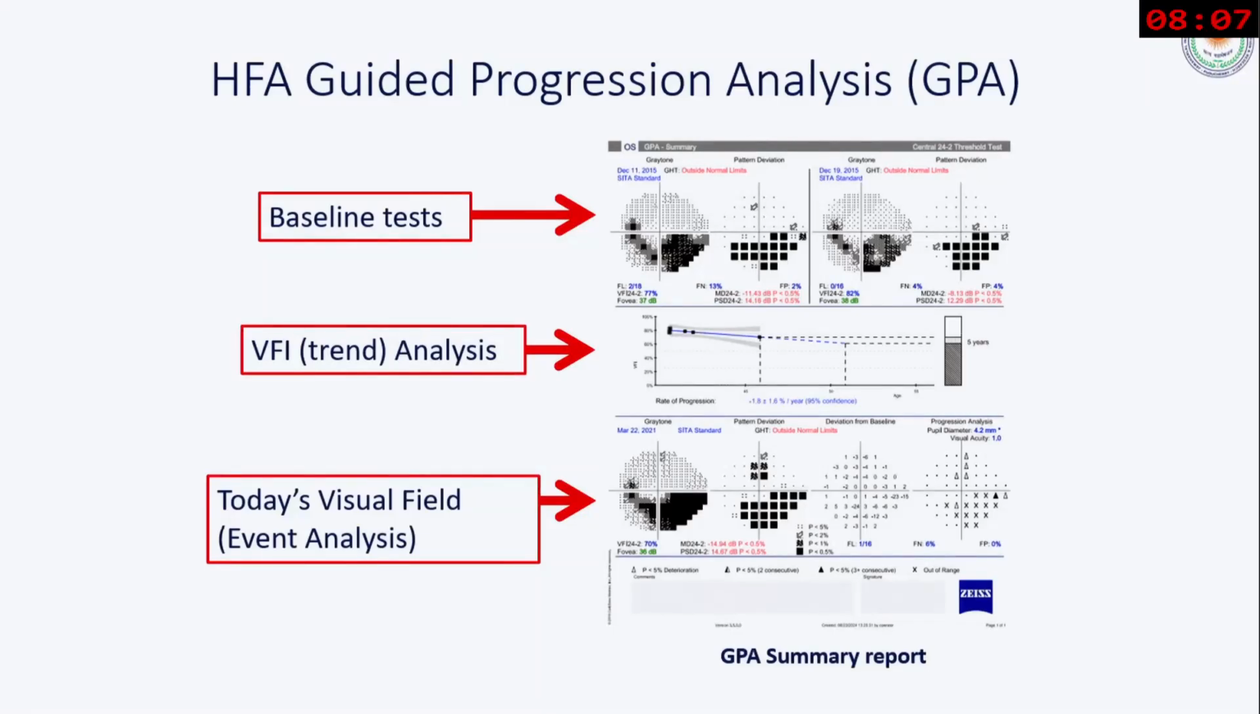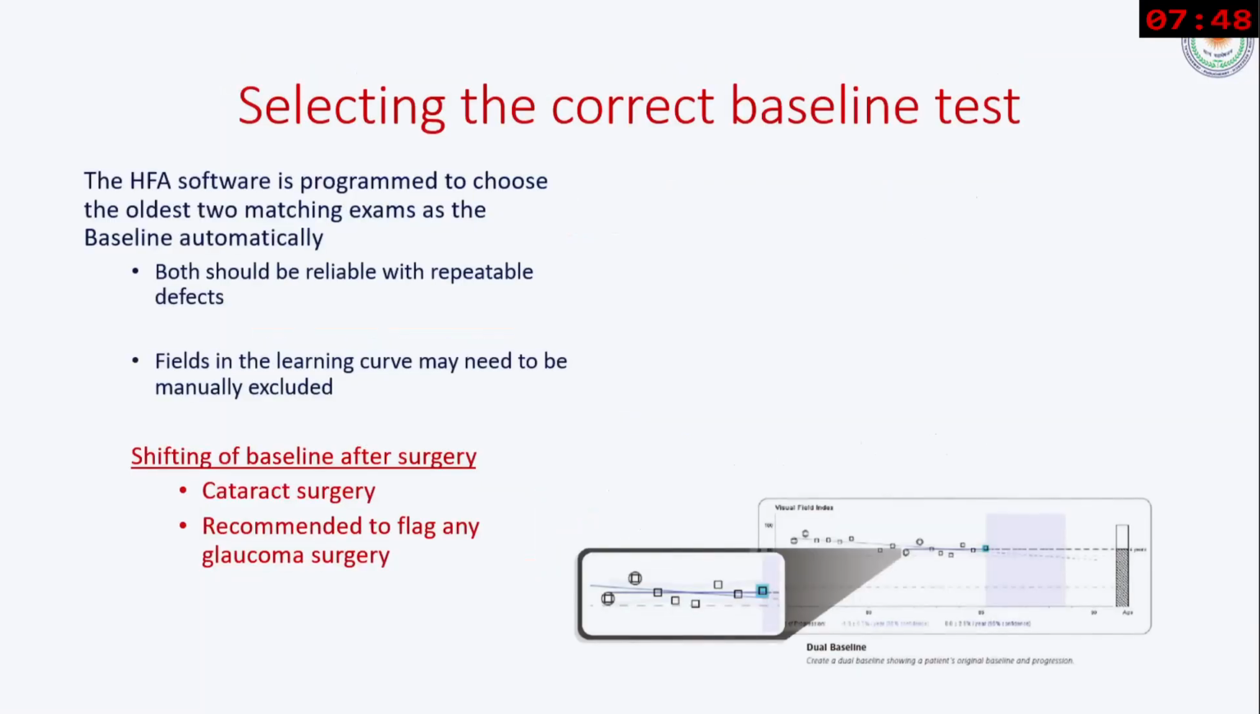Now this is the HFA GPA program, which is the current standard in the Humphrey perimeter. So you have the baseline test, the VFI trend analysis, and the event analysis for that particular day's field. And this is the GPA summary report. Selecting the correct baseline test is, as I had mentioned earlier, very important. The HFA software is programmed to choose the oldest two matching exams as the baseline automatically.